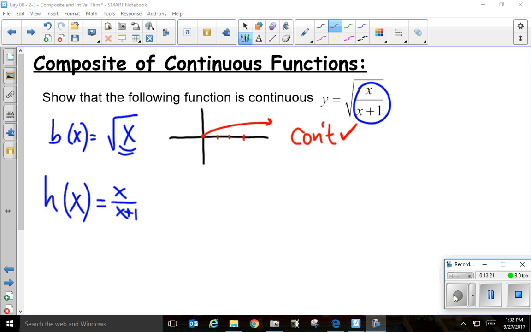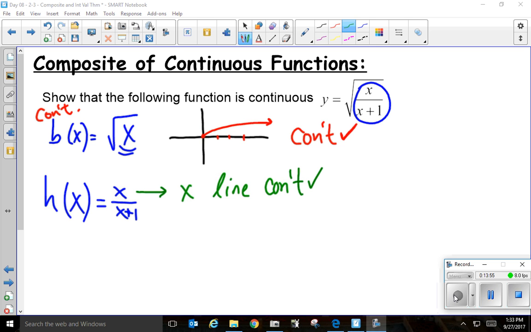So the whole point here is now, if we know one of the functions in our composition is continuous, which was this one, we just got to prove that the other function in our composition is continuous. And Iman, what would I do here? For x on the top, it's a straight line. Okay, so for this, x, that's just a straight line. That is continuous, right?